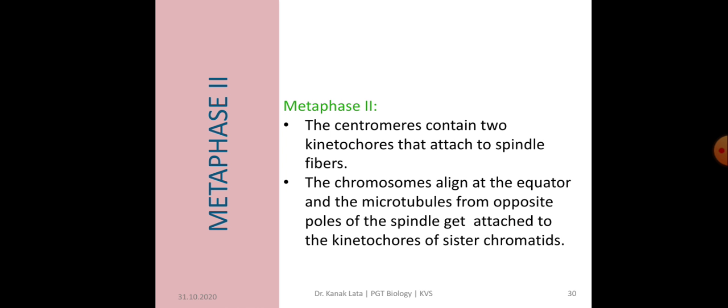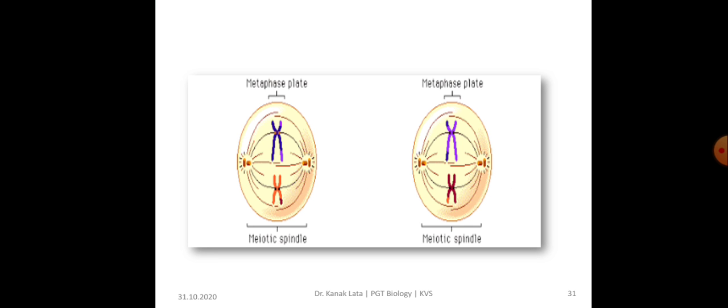Now it is about metaphase 2. Here the centromeres contain 2 kinetochores that attach to the spindle fibers. There is alignment of chromosomes at the equator. The microtubules from opposite poles of the spindle get attached to the kinetochores of the sister chromatids. In this figure, you may observe the metaphase plate in both the cells, and how the chromosomes are arranged.